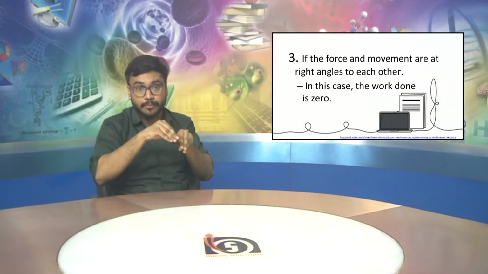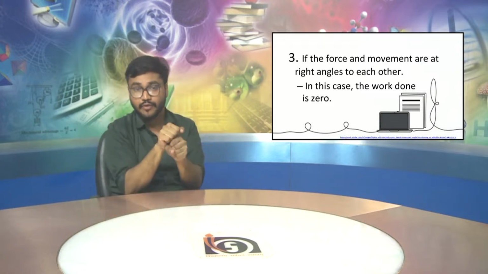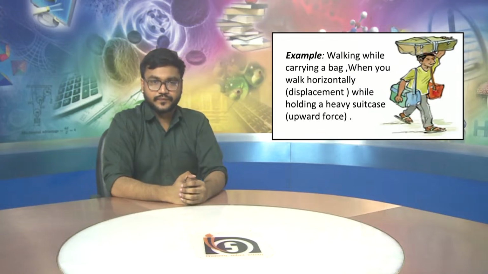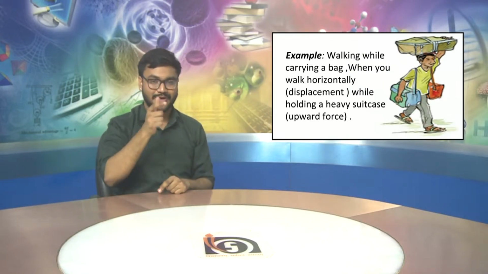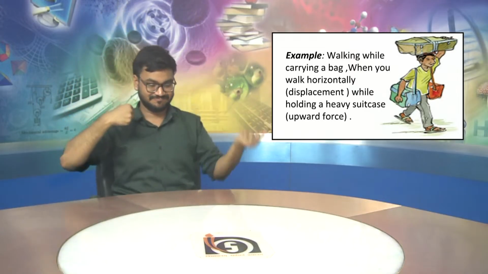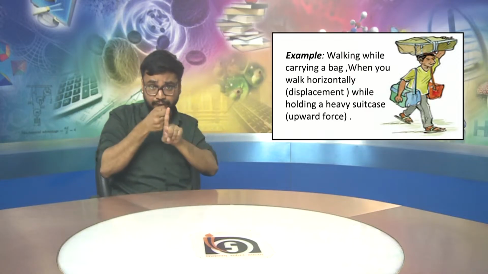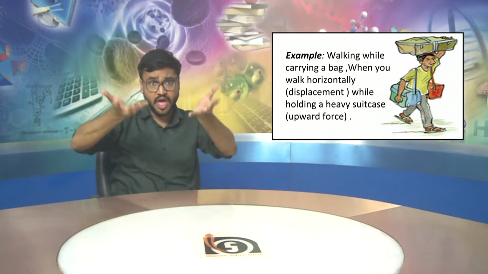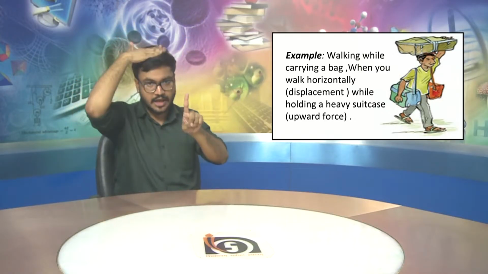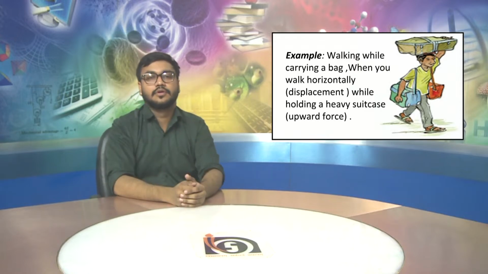If the force and movement are at right angles to each other, in this case the work done is zero. This is our third condition, and its example is walking while carrying a bag. When you walk horizontally while holding a heavy suitcase, the displacement is forward, and the force is upward.